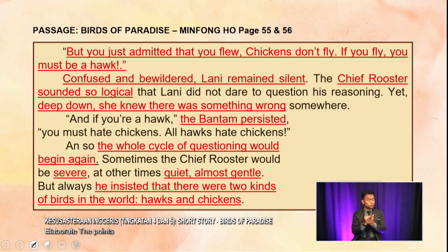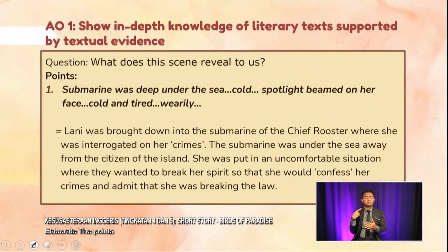Okay, and all of these words are important because here are actually your answers. How are you going to elaborate it? So let's look at number one. Show in-depth knowledge of literary text supported by textual evidence. We've already highlighted all the textual evidence. So how are we going to unpack it?